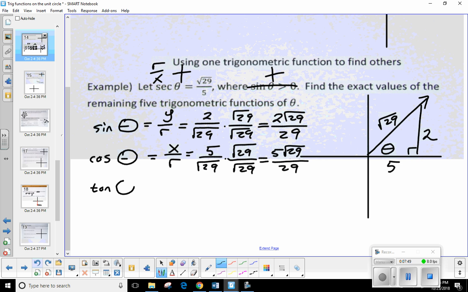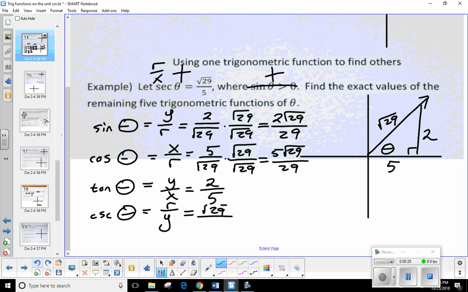Tangent of theta. And we actually just did this. What was tangent's ratio? It's always y over x. Well, let's see. The y value was 2 over the x value of 5. Don't have to do anything special there. Now I want cosecant of theta. What's cosecant of theta? R over y. So r divided by y. So this time the radius is the square root of 29 over the y value 2.